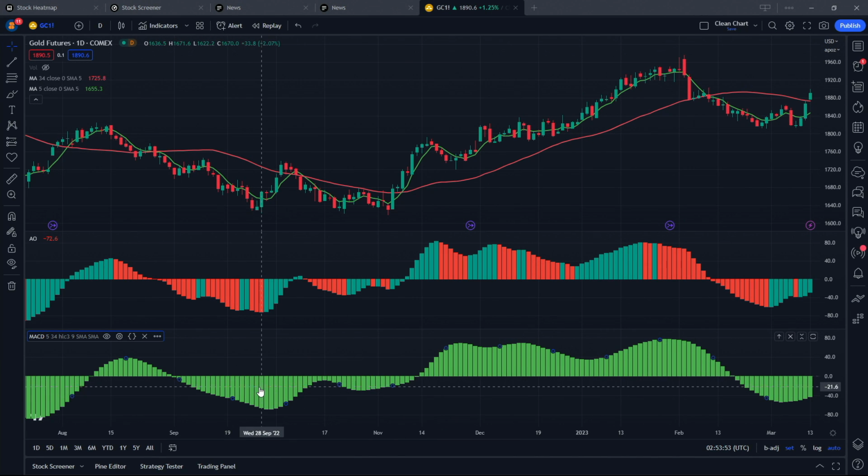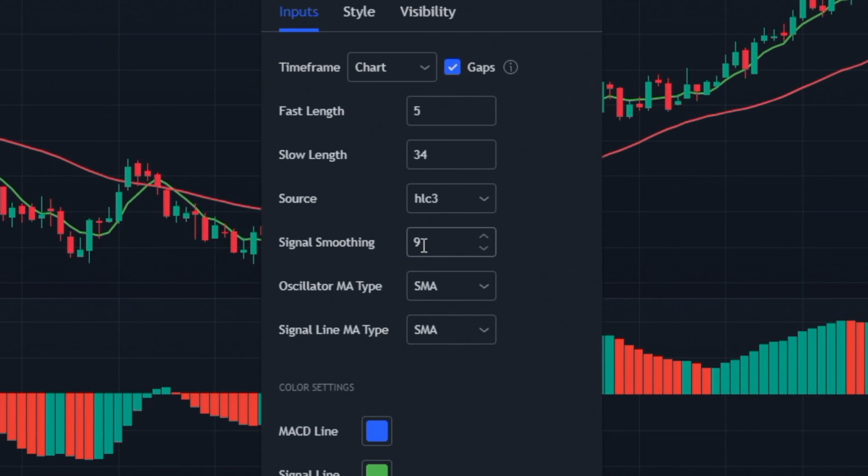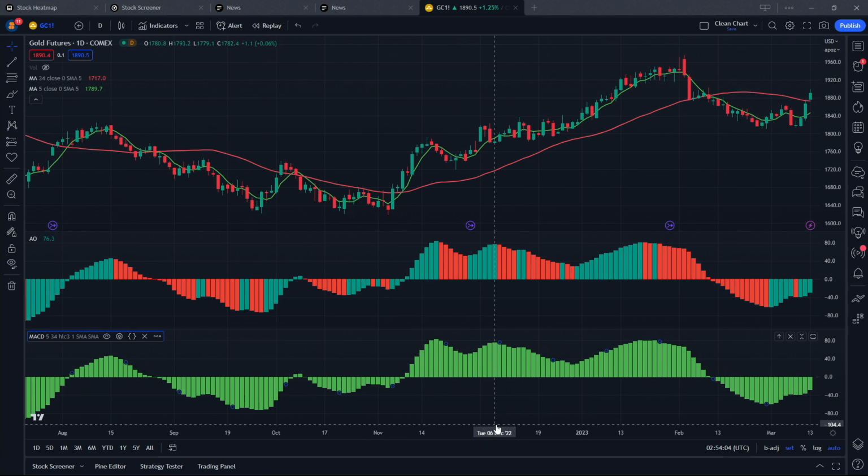The only thing left is the smoothing part, because MACD uses a smoothing part for its average, and that one is 9. And if I switch this to 1, now we can see we have exactly the Awesome Oscillator. Of course, I don't have the coloring rules here, but you can see it's exactly matching the Awesome Oscillator. So the Awesome Oscillator is just a simplified version of MACD.